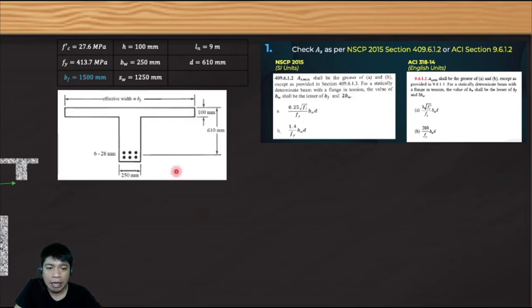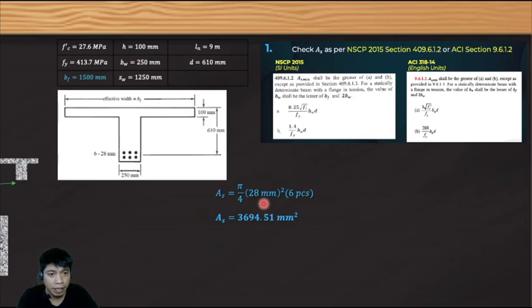Okay? So, ang una natin gagawin, of course, is i-compute natin si A sub S, which is 6 na 28mm diameter bars. So, ito yung area niya. That is, area ng isang bar is pi over 4 times 28mm square times 6 kasi 6 sila. Okay? Then, A sub S natin, of course, is 3,694.51 square millimeters. Ngayon, i-compare natin siya sa minimum na provisions ng code.